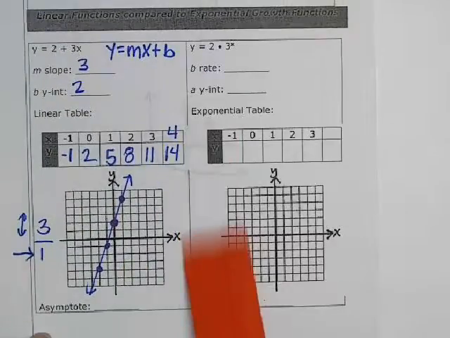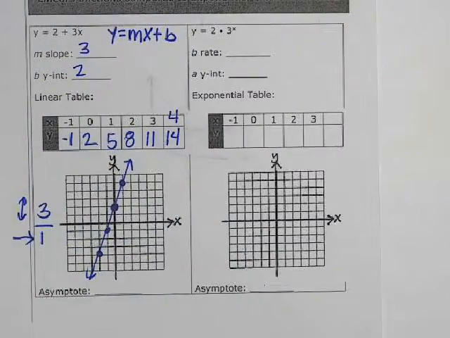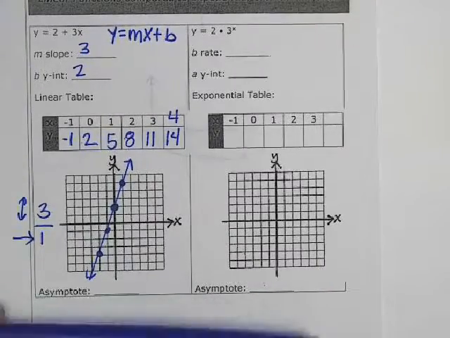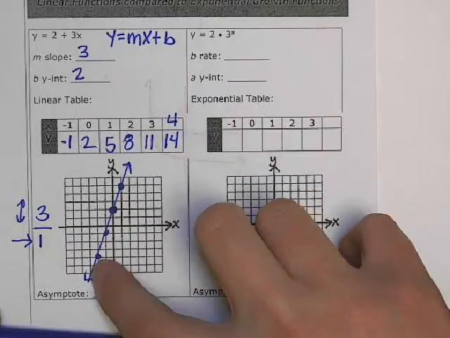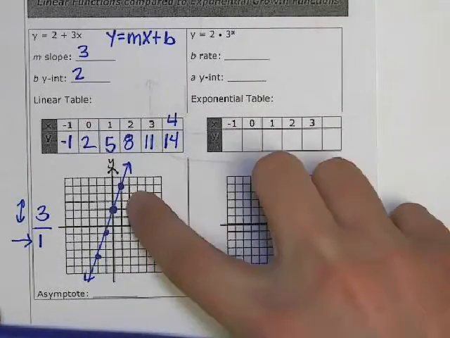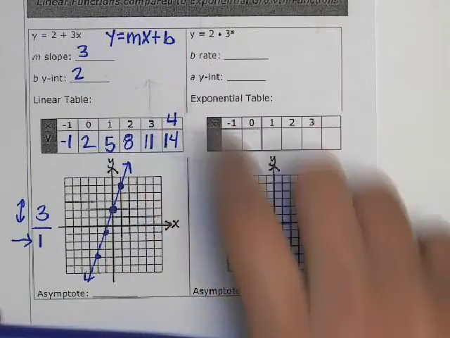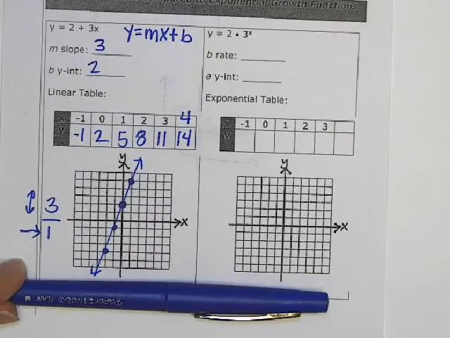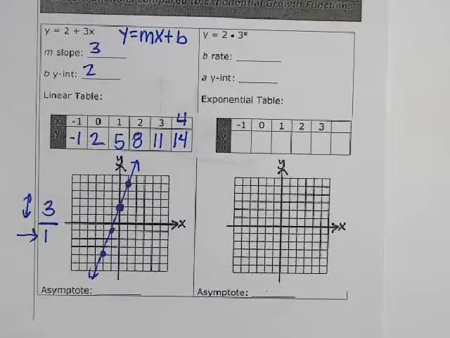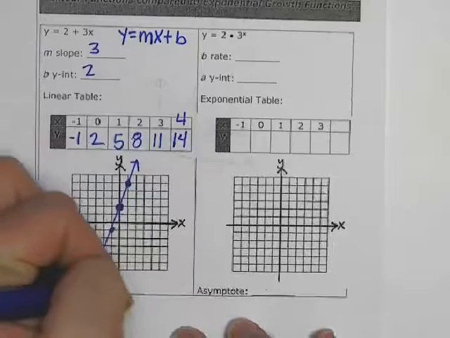Now, linear, it talks about the asymptote. Remember, asymptote is a horizontal line like a magnet. It won't ever touch, okay? If this line is going on forever this way and going up forever this way, does it have an asymptote that it would never touch? No. Linear does not have an asymptote, so I want you to write none.